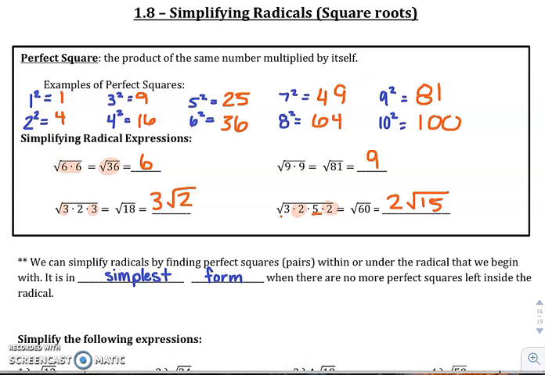These are already factored for us, but we're going to have to do the factoring to simplify them. We can simplify radicals by finding perfect squares or pairs underneath that radical. When we do, it's in simplest form when there are no more perfect squares left. So we're going to go down and practice simplifying some of those expressions.